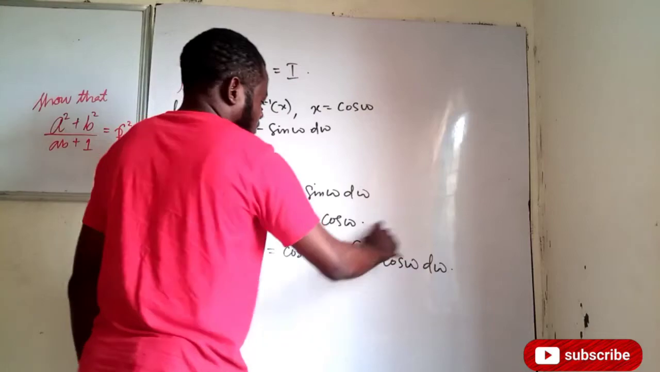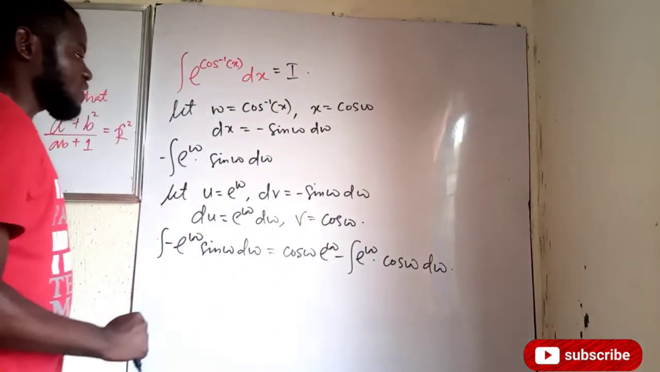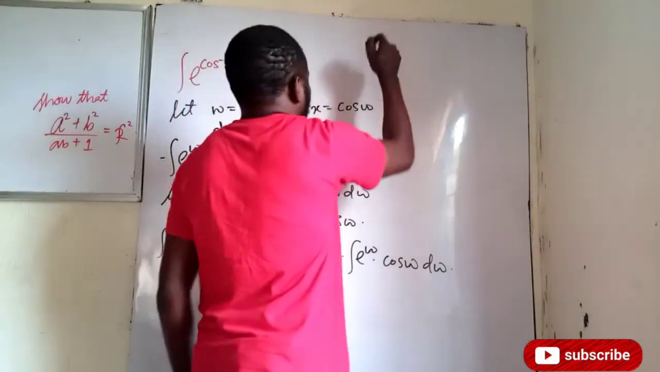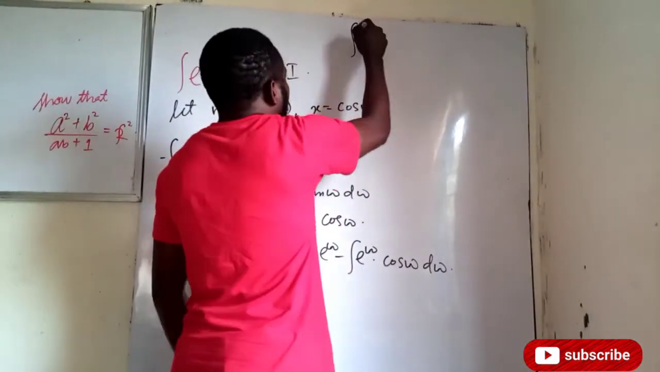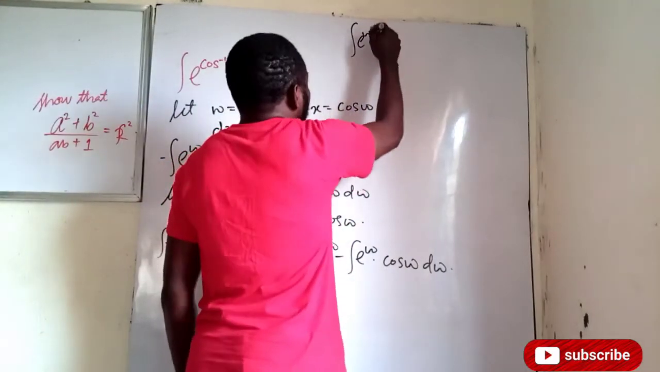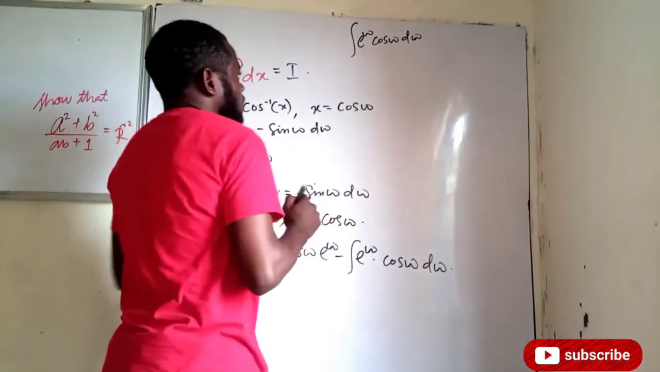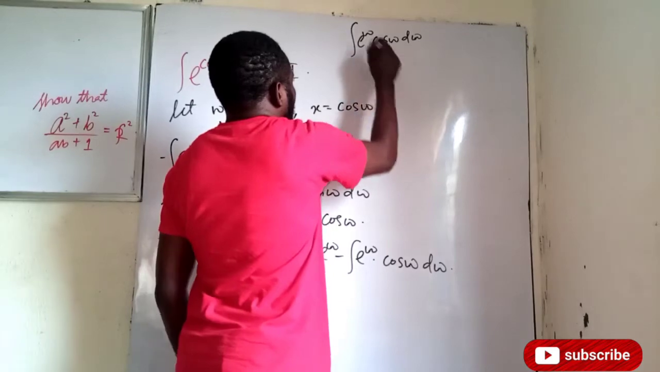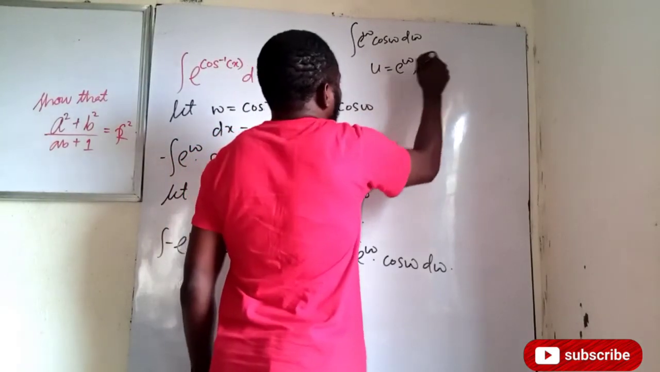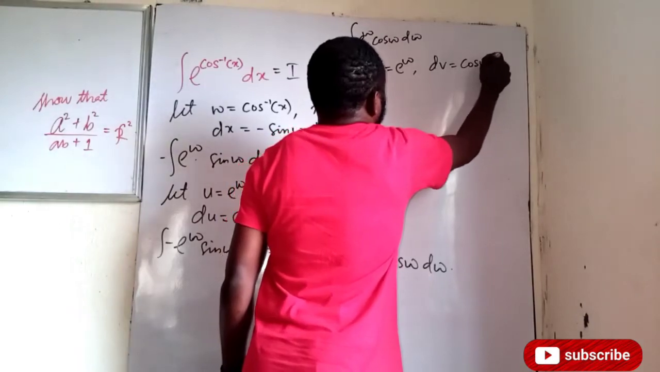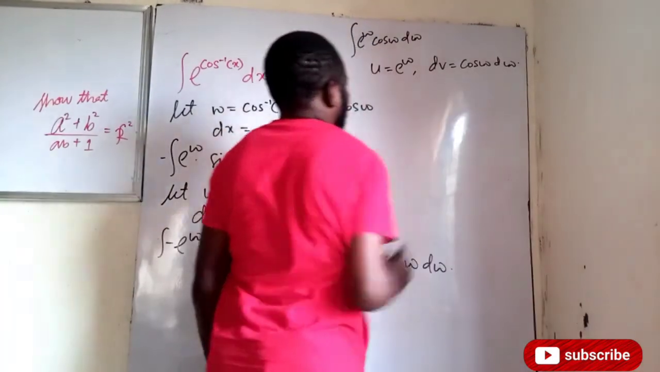So if we are going to integrate this again, we also employ the integral by parts. So let's quickly do this one somewhere here. We have the integral of e to power of w cos of w dw, like that. We let our u equal e to power of w, then we have our dv become cos of w dw, like that.